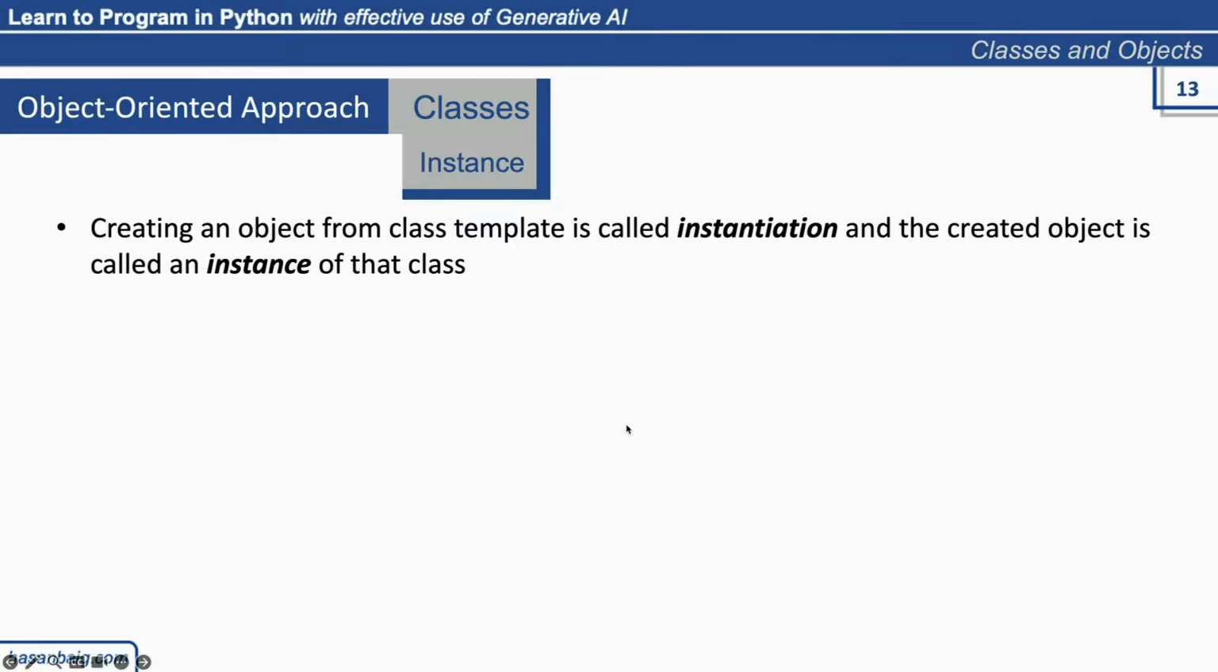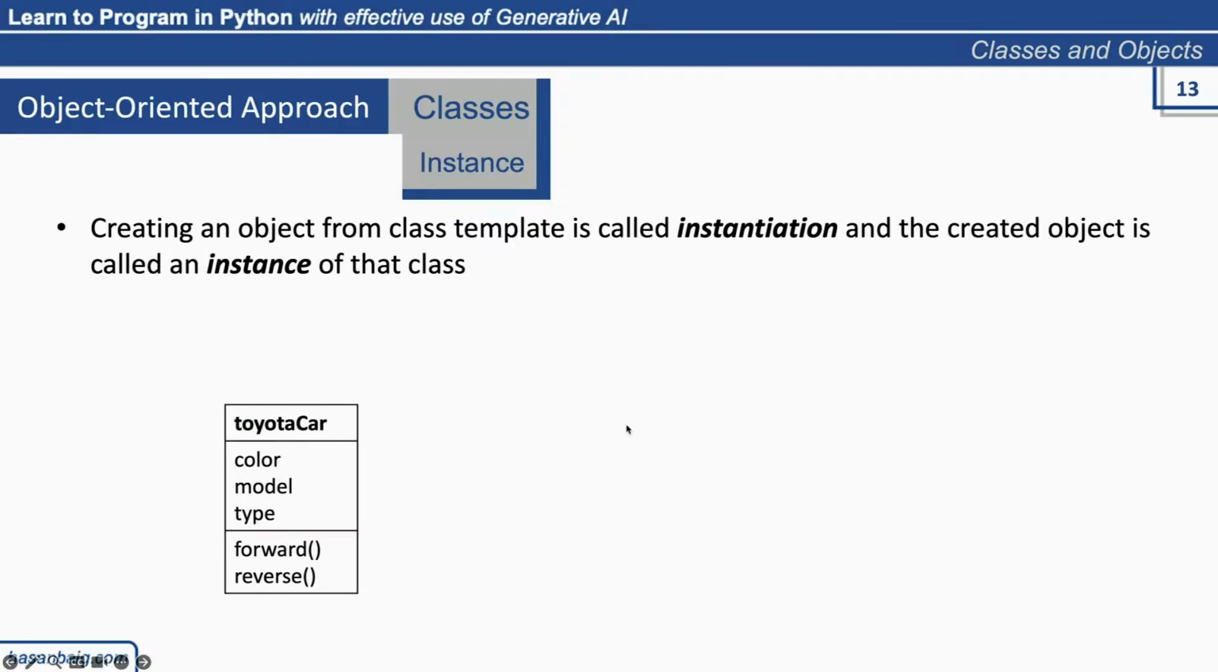Okay, so in documentation, generally the classes are represented with this kind of tabular form or diagram. So the first box will tell you the name of the class, which is Toyota car here. The second box will tell you the attributes associated with the class. Here, color, model, and type. And the last box tells you what operations we can perform on this class. So forward, reverse, by looking at its syntax, you can easily identify that it's a method.